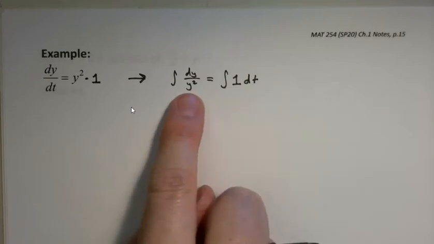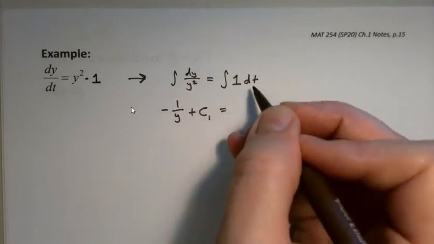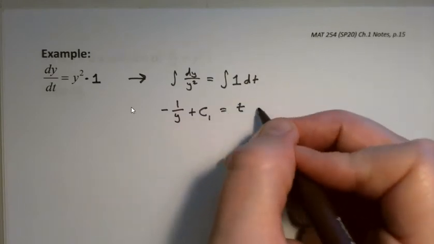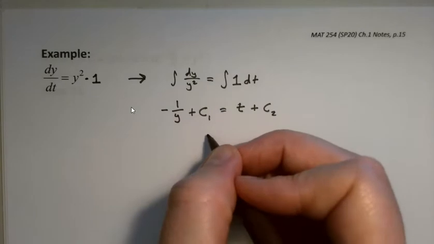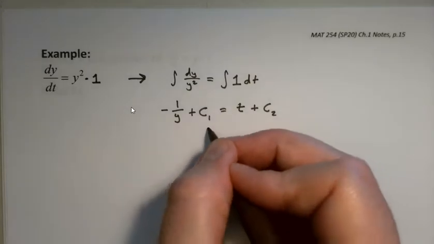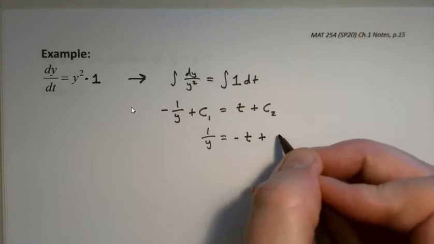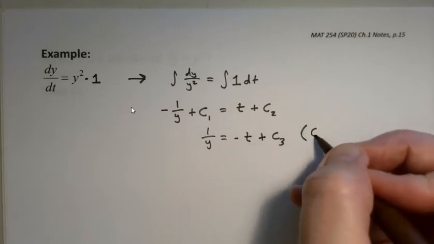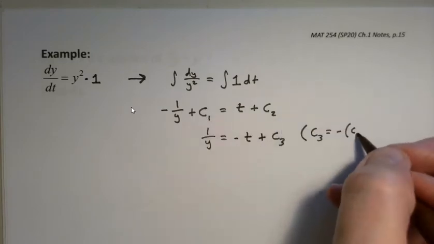This side, this is not the natural log. That is the integral of y to the -2 power, which when we integrate it, we get -1 over y plus a constant. And the right-hand side, we're going to have just plain old t plus another constant. And we can keep going with this. I'm going to move the constants to the other side, and I'm also going to multiply by -1. So I get this, 1 over y equals -t plus C3. And now in this case, C3 is what we get when we multiply by -1, C2 minus C1.